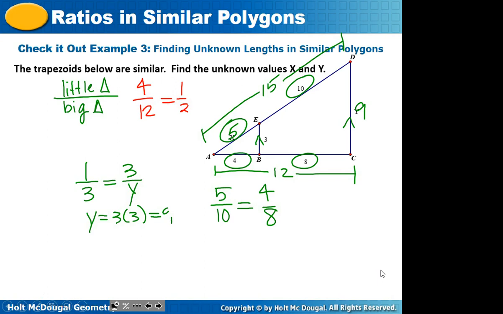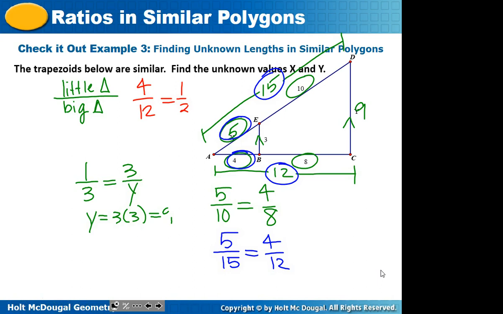We could also do 5 over 15. That equals 4 over 12. 5 goes into 15 3 times, so that's 1/3, and 4 goes into 12 3 times, so that's 1/3.